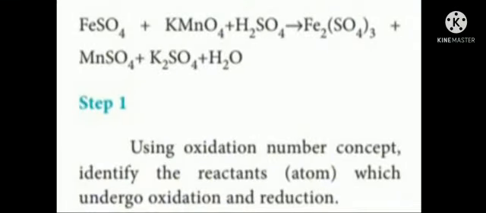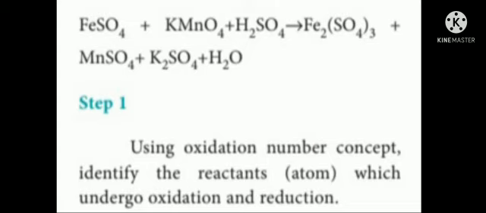Consider the oxidation of ferrous sulfate by potassium permanganate in acid medium. The unbalanced chemical equation is given here. FeSO4 + KMnO4 + H2SO4 gives Fe2(SO4)3 + MnSO4 + K2SO4 + H2O. Balancing the equation of redox reactions involves 5 steps. Let me discuss one by one.